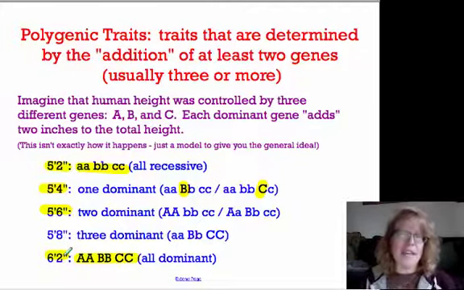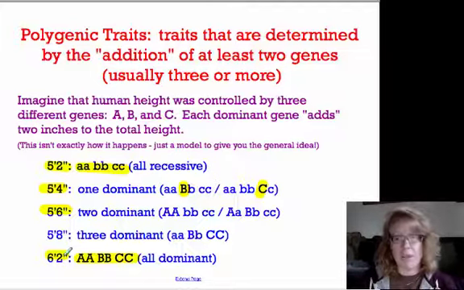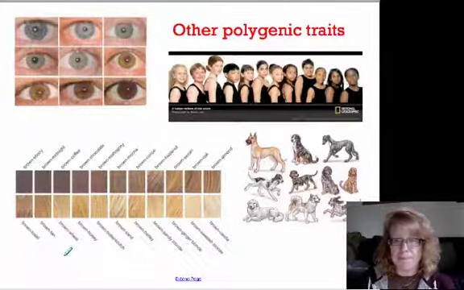Again, I know that's not exactly right because humans can be shorter than 5'2" and taller than 6'2", but you get the idea. It's an additive sort of idea. Skin color, by the way, works the same way. It's the total number of dominant traits that gives you darker skin. Those of us with relatively light skin have more recessive traits.